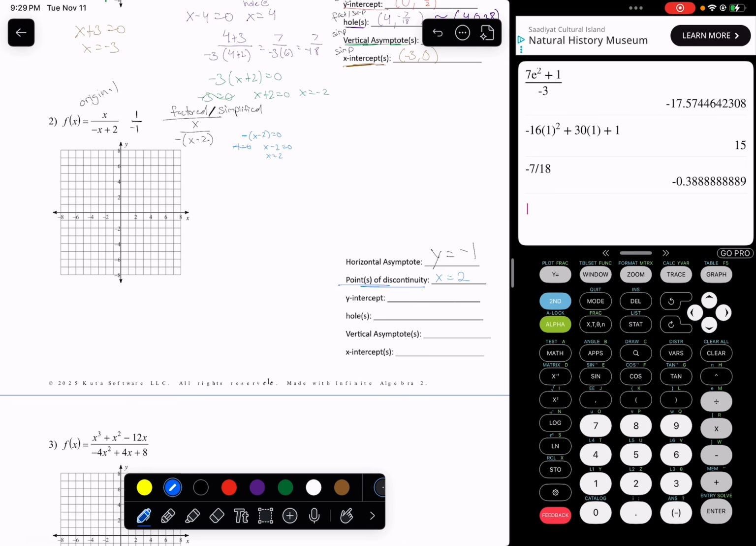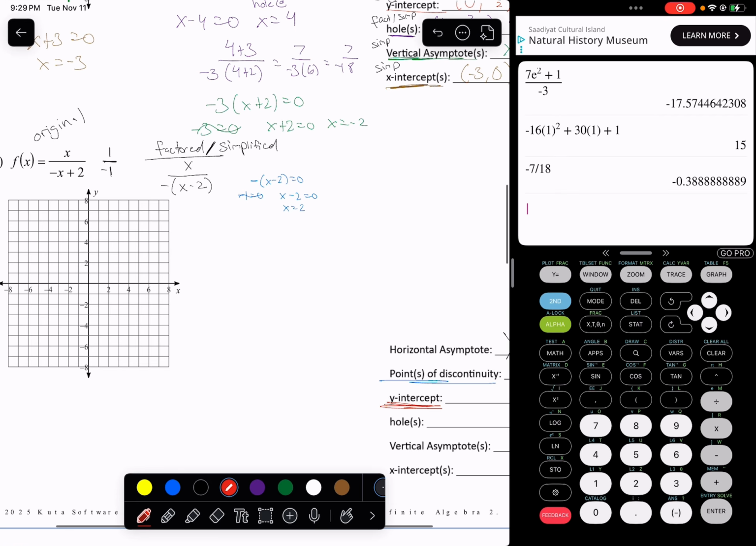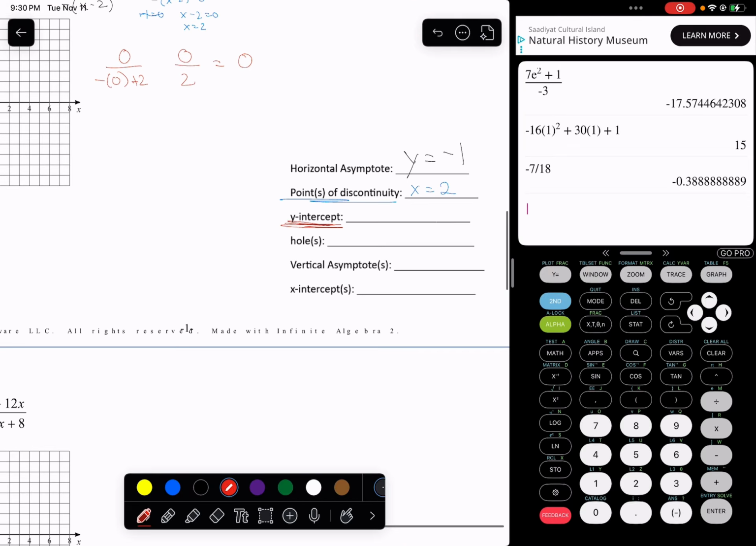My y-intercept, to get that, I have to plug 0 into my original version here. So I get 0 all over -0 plus 2. I get 0 divided by 2, which is 0. Pay attention to if you have a 0 on top or on bottom. A 0 on top means you got a 0. If you get a 0 in the denominator, that means it's undefined, which means that you do not have a y-intercept. So here our y-intercept is going to be at 0, 0, because we do get an output of 0 there.